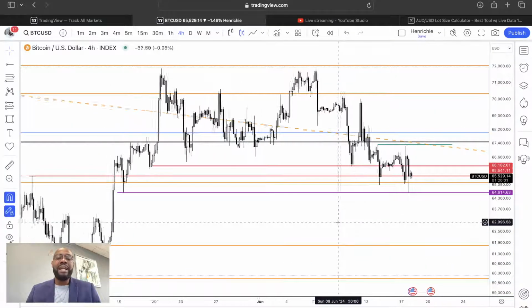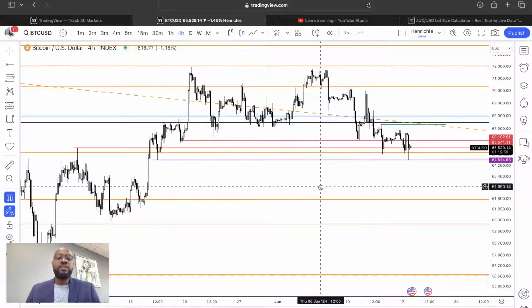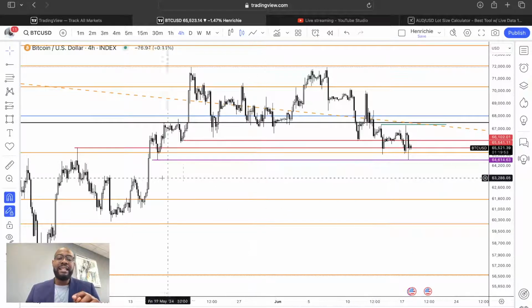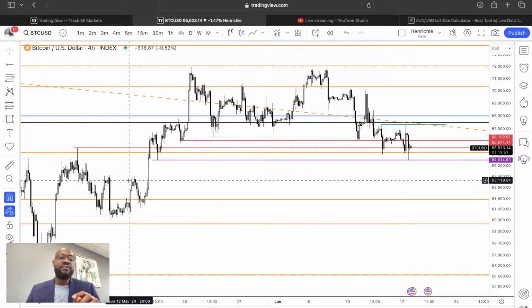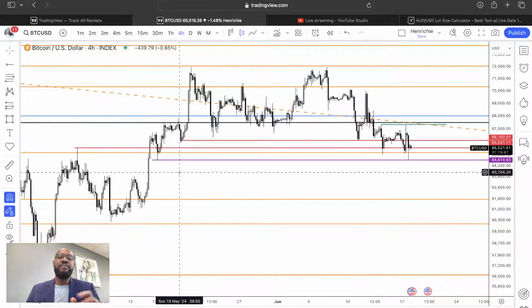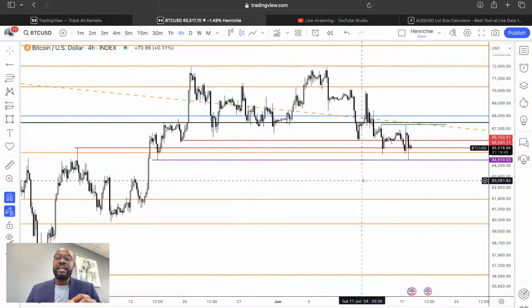So if we want to buy Bitcoin, the perfect area for us to buy Bitcoin will be at this key level, this inefficiency. And if price should for any reason come down as low as coming in here, that will even make it a perfect trade entry.